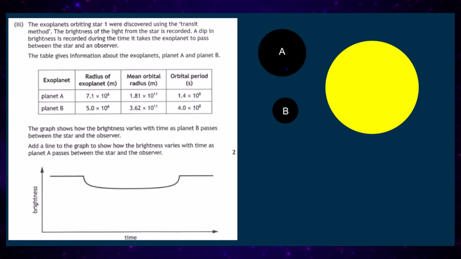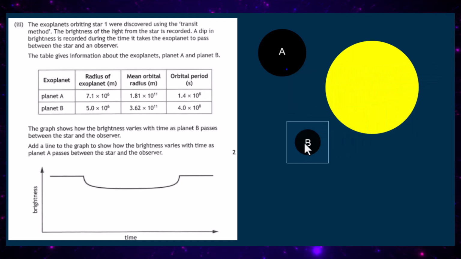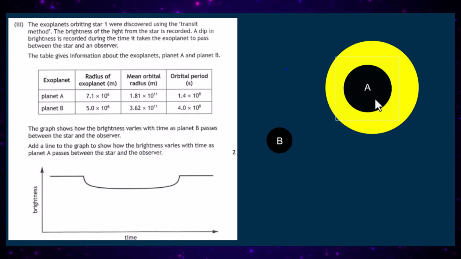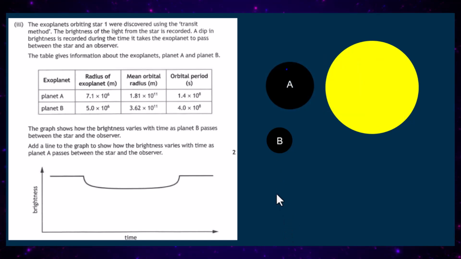So the time planet A passes in front of the star will be a lot quicker than planet B. So what do we expect then? Well, it says here, add a line to the graph to show how the brightness varies with time as planet A passes. This is going to be planet B, and it's going to pass like that. And planet A has obviously got a bigger radius, so it's going to cut out more of the light, therefore you're going to have a bigger dip in the brightness graph. It's going to block out more light.